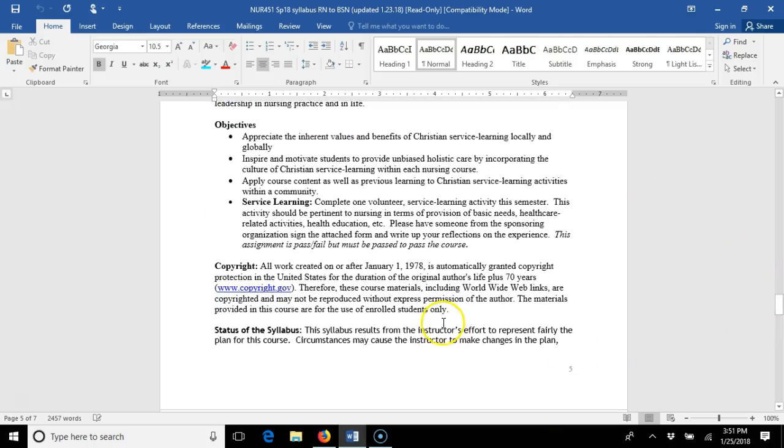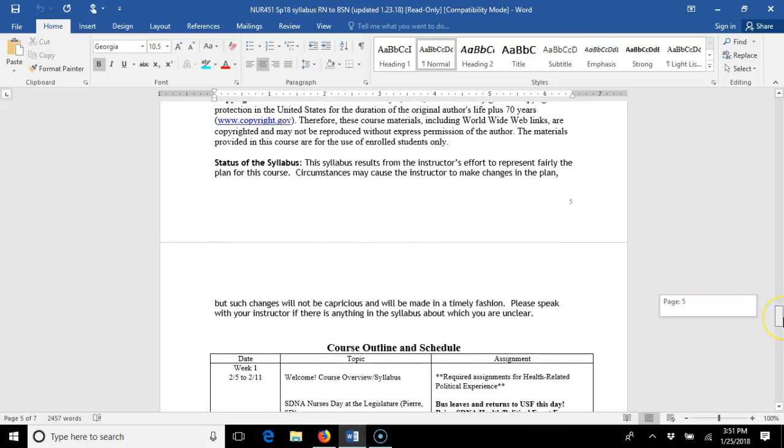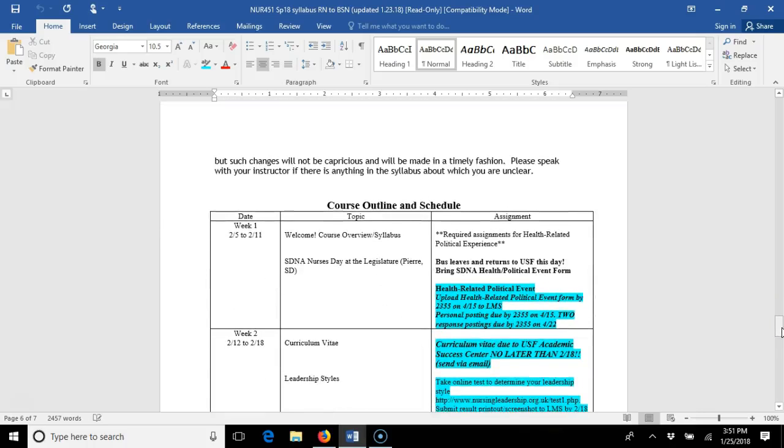And then copyright information, please don't plagiarize. And then status of the syllabus, just know that this can change. If it does, we will let you know of it. I'm not expecting anything, but such as the nature of change, as we'll talk about in this course, things can happen, and then we've got to roll and manage it as it does.